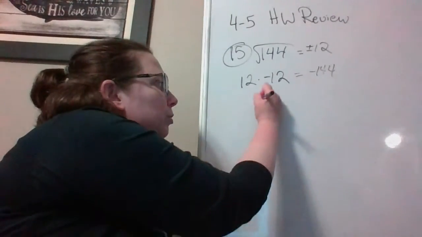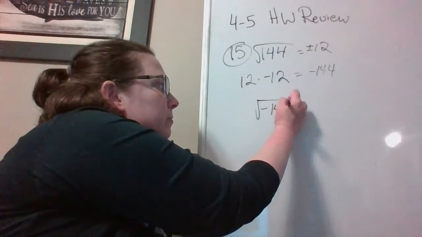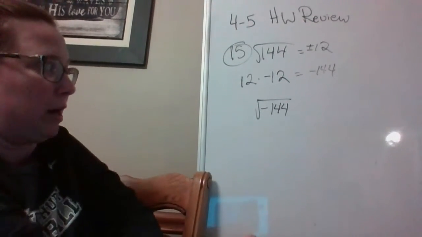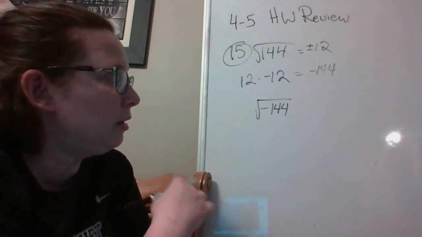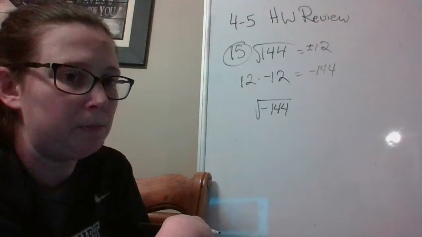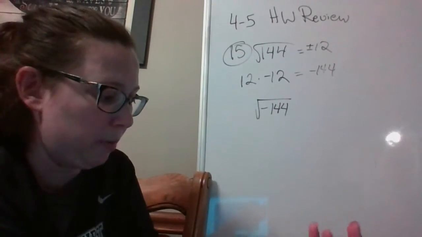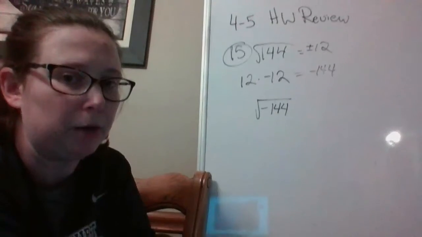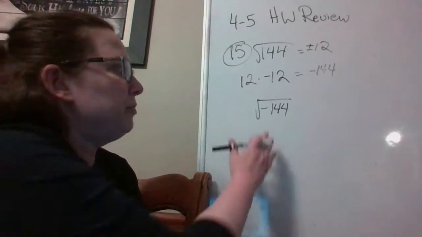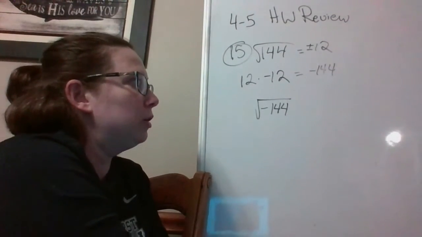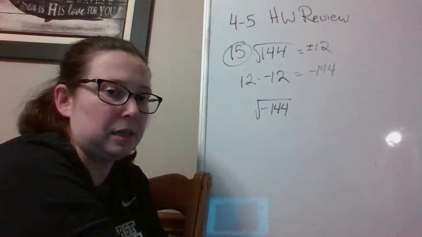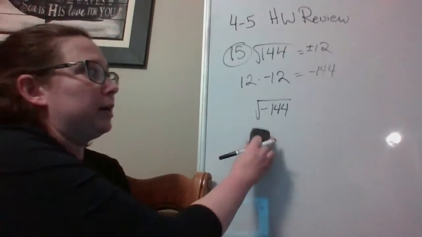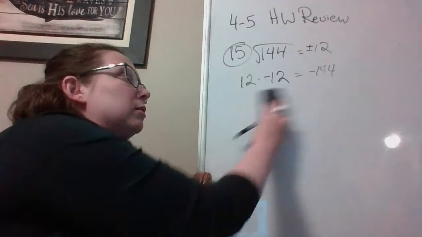If then you have a negative under your square root bar, your radical, that is not a real number. So when we talk soon about number categories again, and we talk about real versus not real, this is not a real number. You cannot multiply the same thing times itself and get a negative number. So this actually does not exist.